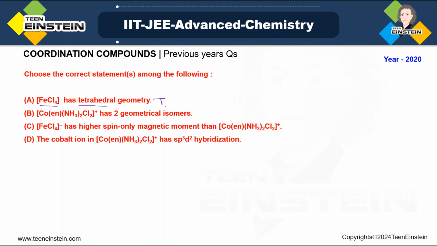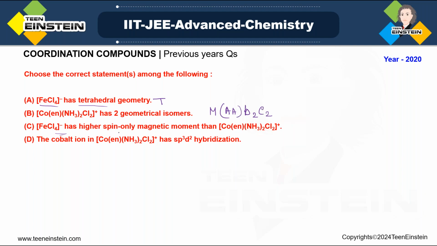Now what about the next one? [Co(en)(NH3)2Cl2]+. Now what is the type of this complex? The type of this complex is [M(AA)B2C2], right? Now, two geometrical isomers it is saying. Then we have [FeCl4]− again.